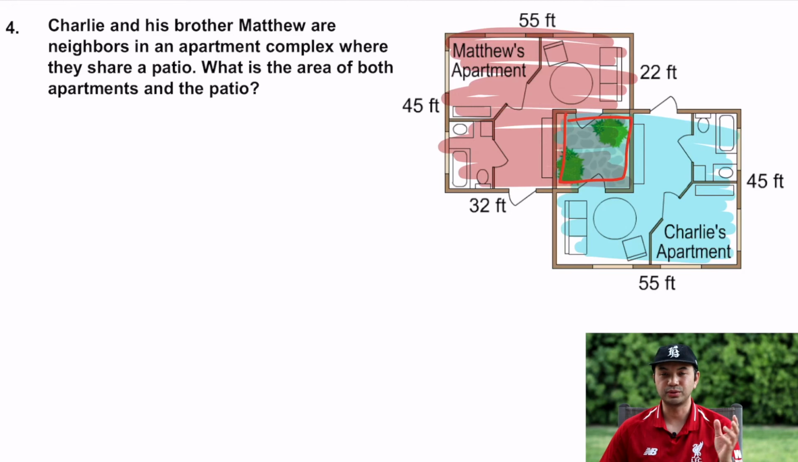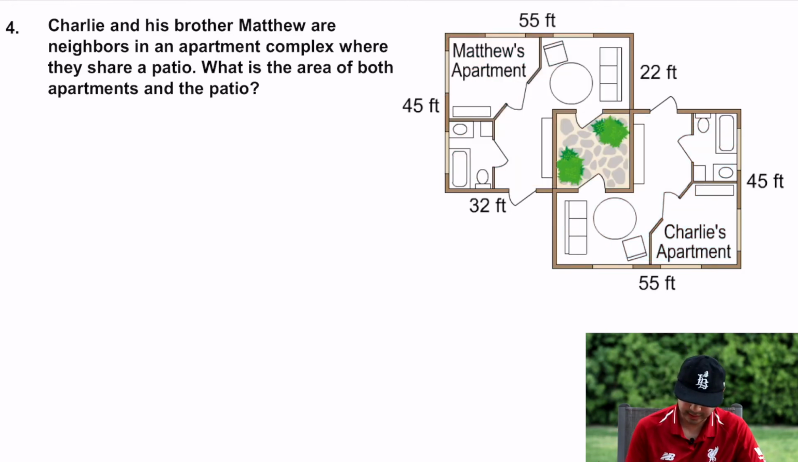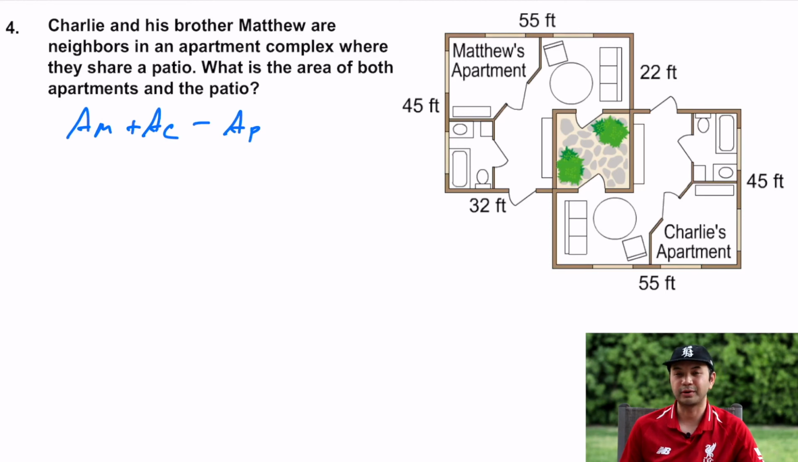So I'm going to have to subtract that out, just one of them. So we're going to find the area of Matthew's apartment plus the area of Charlie's apartment. And I'm going to subtract out the area of just the patio. I don't have to do it twice, because I still have to count the patio. If they said, I don't want to know what the area of the patio is, then you would subtract it twice. All right, so let's find Matthew first, area of Matthew.